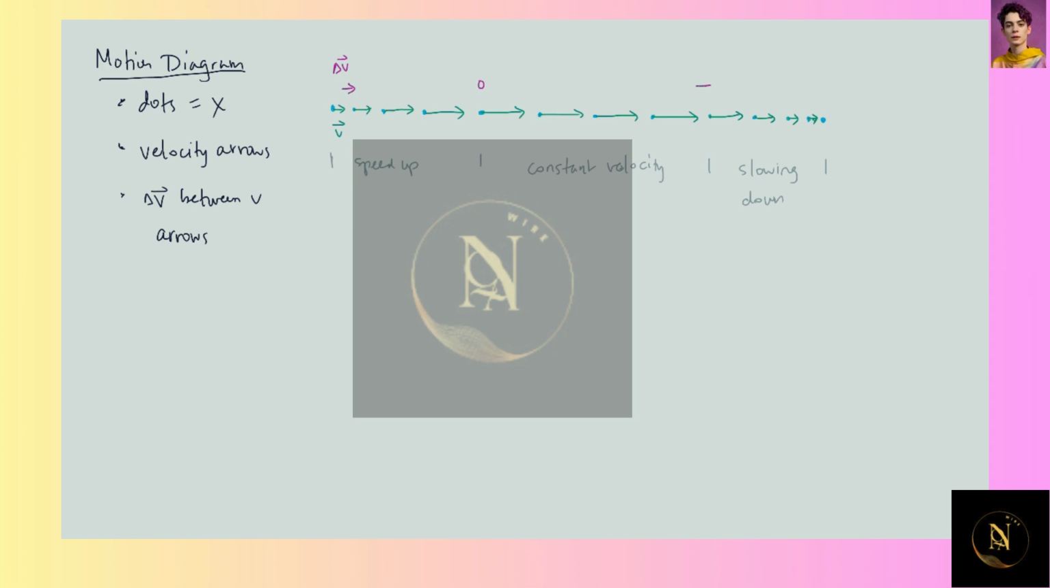And then when we begin slowing down, we'll just go ahead and label it delta V at each transition. And then when we get to the point where we're slowing down, we're going to put a delta V in the opposite direction. So we had rightward arrows for the velocity. The delta V is going to be a leftward arrow that helps our velocity shrink down over time to a stop.